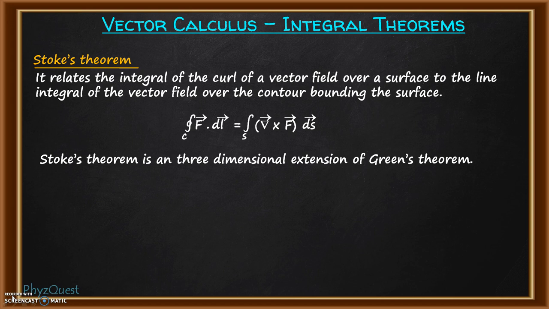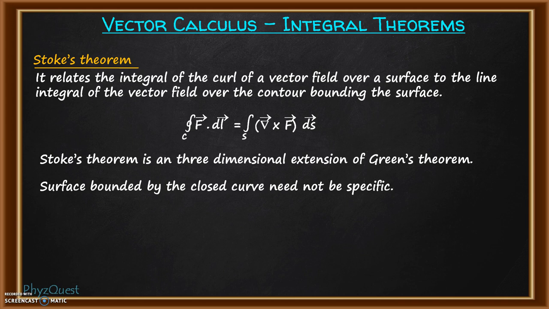So here, this is the first thing. The second thing is, here we are talking about the vector field lying on a surface which is enclosed by the contour. Now here, this surface bounded by the closed curve need not be specific.